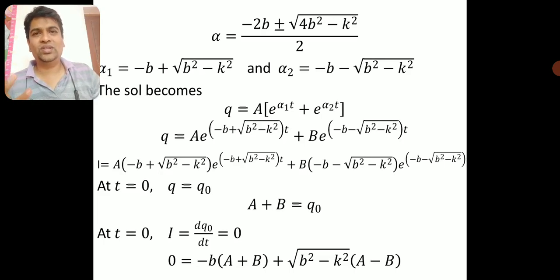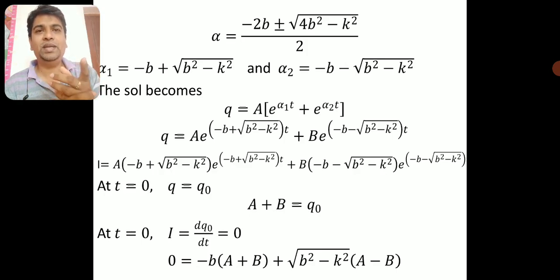Instead I am expecting one solution, one alpha, but I am getting two alphas here. One is alpha 1, another one is alpha 2. Sometimes when you solve a quadratic equation, you will get two solutions. So these are the two solutions which I am getting, which are suitable for that quadratic equation. So alpha 1 is minus b plus root of b square minus k square, and alpha 2 is minus b minus root of b square minus k square. Now after knowing alpha 1 and alpha 2, I can write the solution q as a into e to the power of alpha 1t plus e to the power of alpha 2t, because I am getting two solutions.